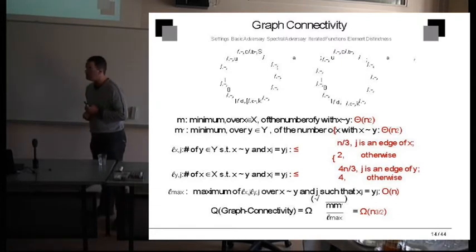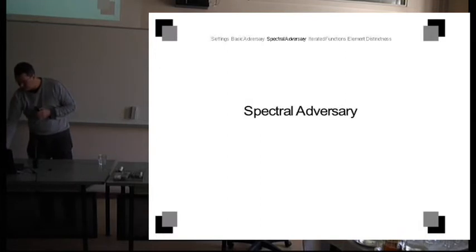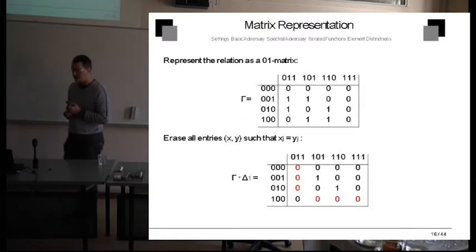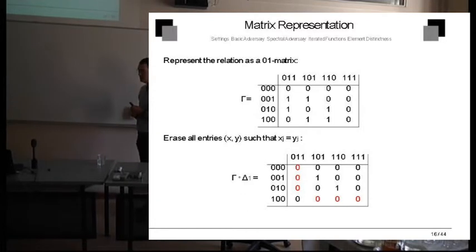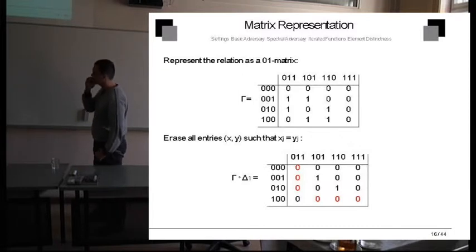Now I'm going to talk about the spectral adversary. Again, in the basic adversary we have a relation between positive inputs and negative inputs. This is actually an example for two thresholds on 3 variables. These are all positive inputs for two threshold, and these are all negative inputs. And I put a 1 in this matrix if the corresponding elements are in relation, and otherwise I put 0.